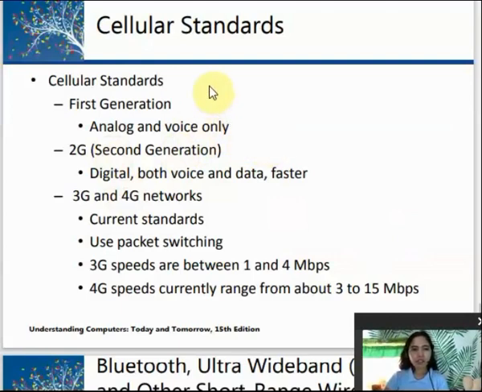Okay. So, we have the first generation, that is analog and voice only. Then we have 2G, the second generation, that is digital, both voice and data, and it is faster. So now, we have 3G and 4G networks. For 3G, the speeds are between 1 to 4 Mbps, and 4G is 3 to 15 Mbps.